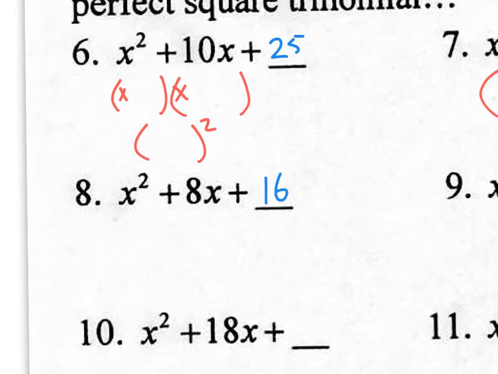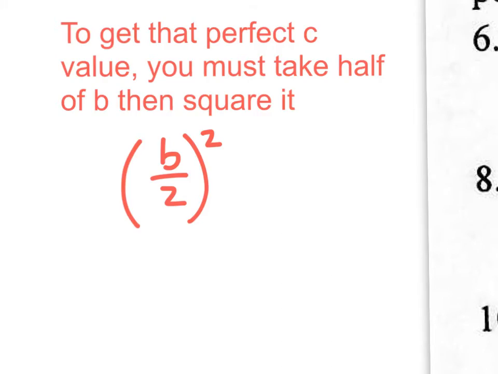Let's go back up here. What's half of 10? What's 5 squared? 25. Half of 8? 4 squared? 16. So what you need to learn is that to get that perfect c value, you must take half of b and then square it. That's the verbal description up here. Here's the algebraic: b over 2 and then square it, okay?